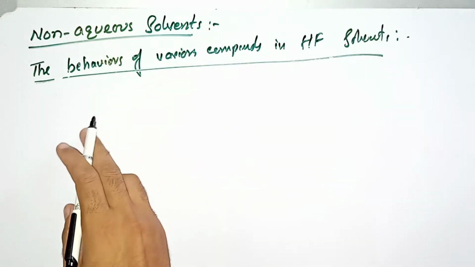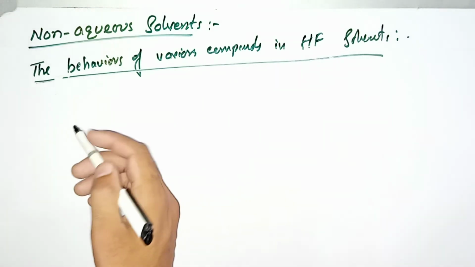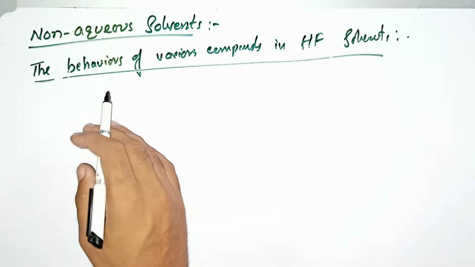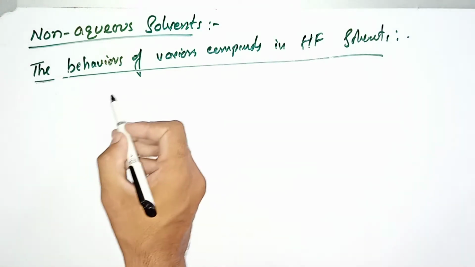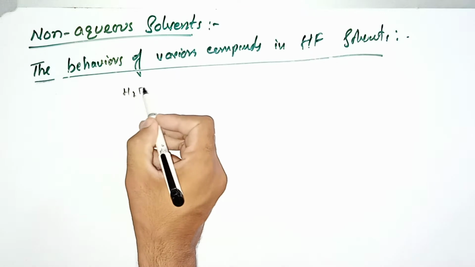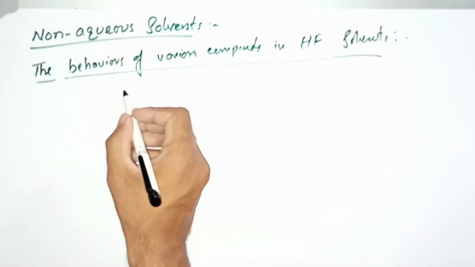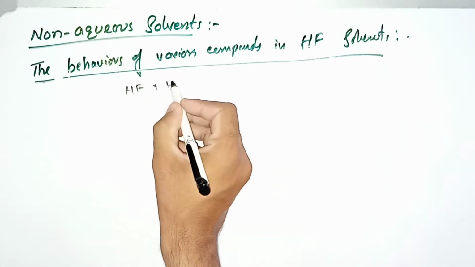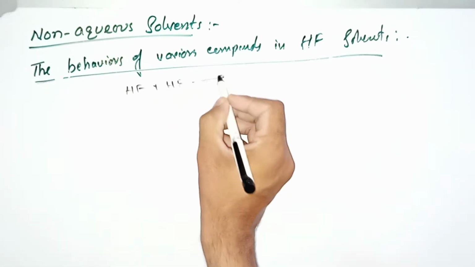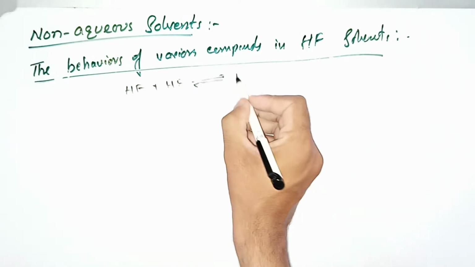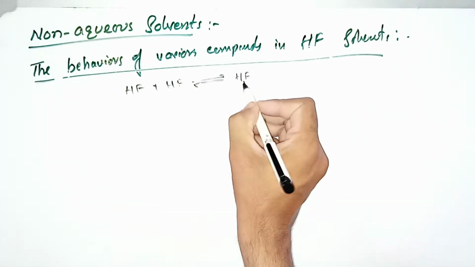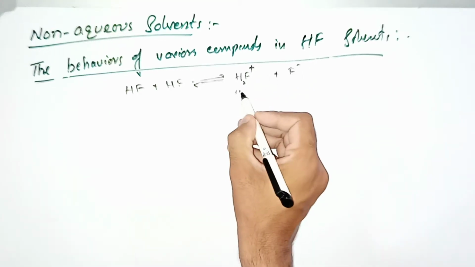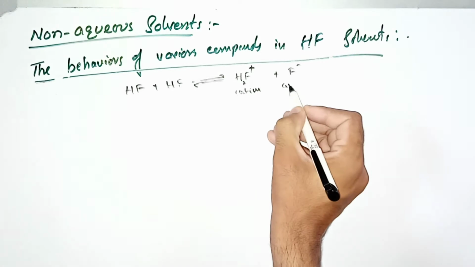According to auto-ionization, as I explained in the previous lecture, the auto-ionization of HF is HF plus HF, which generates H2F plus and F negative. This is the cation, and this is the anion.